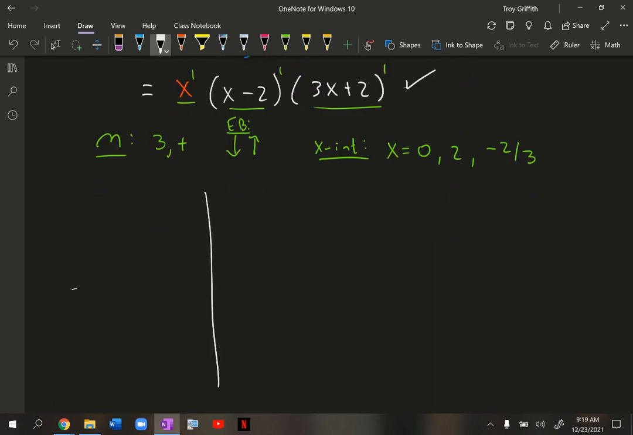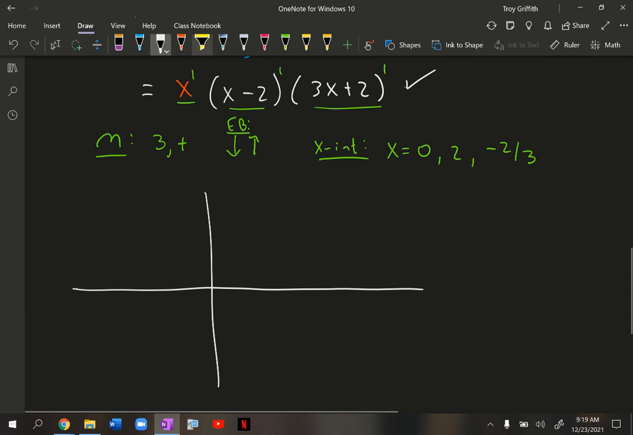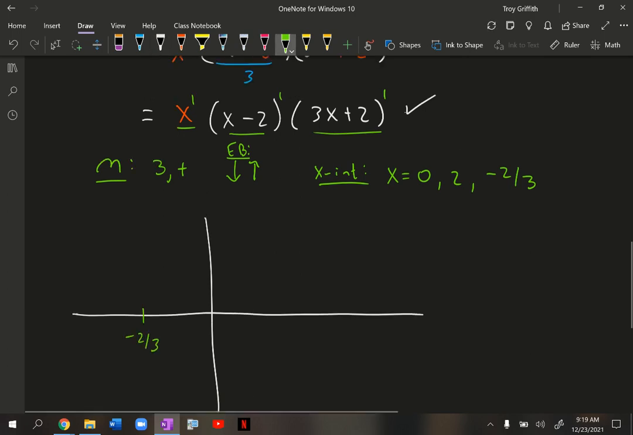So let's go ahead and plot all of these x-intercepts. So I'm going to have one at negative 2/3. Again, anytime I have just a standalone x, this is not a trick. If I set x equal to 0 and I solve for x, well, I get x equals 0. So anytime I have a standalone x, I'm going to get an x-intercept at x equals 0. Okay, and then my last one is at 2.